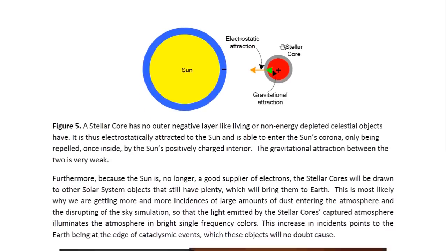So this is what a stellar core would look like. It has a positive interior. It has no negative outer layer, whilst the sun still had a few years ago. I believe it has now become so totally depleted that it is no longer able to emit light because there's no negative outer layer, so there's no electric potential across its atmosphere, and it requires that in order to emit light. It also requires that in order to create a solar wind. So the sun is most likely not producing any solar wind either.